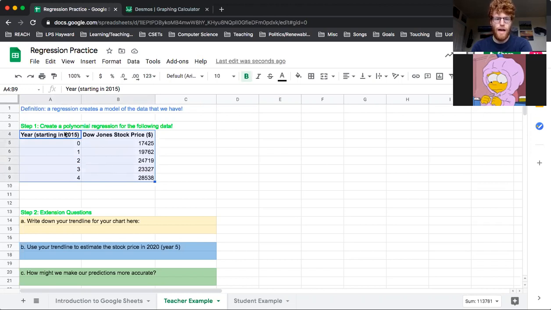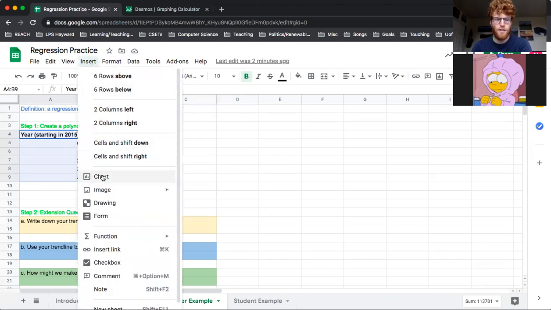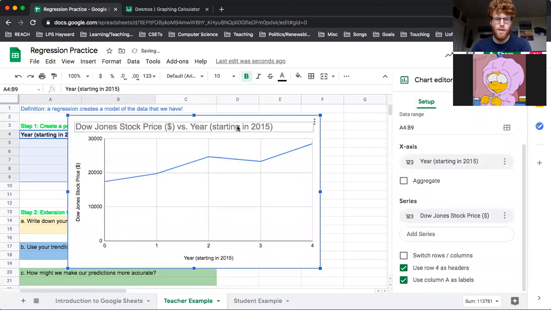As a reminder, we highlight the data. I click here, I drag. You can see it highlights. Once I highlight everything, it highlights the whole thing in blue. I can click Insert Chart. And now right off the bat, we have this chart.